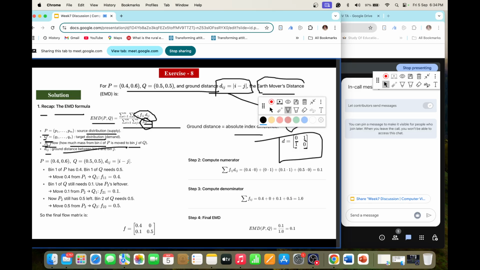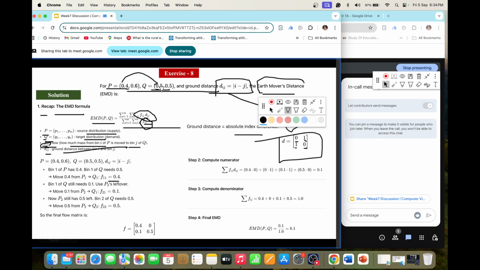Now how to get the Fij matrix? The Fij matrix can be found by determining how much mass we can transfer from bin P to bin Q. So this is our bin P and this is our bin Q. How can we transfer? 0.4 is your source, but here the target is 0.5. So you can easily transfer 0.4 to 0.5, because 0.4 is less and 0.5 is more. You can move all the source to the target. So that is why F11 is 0.4.